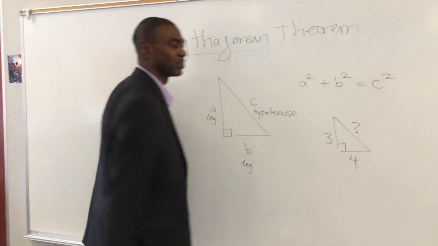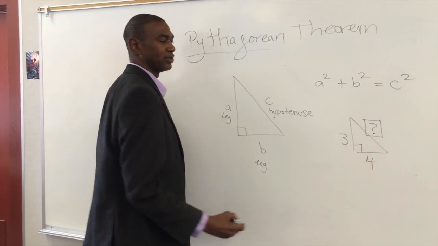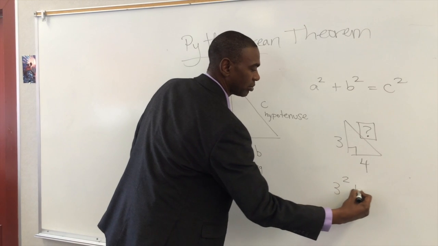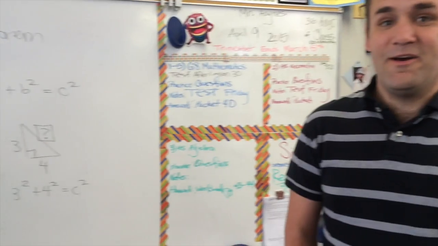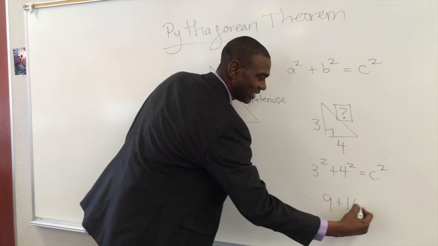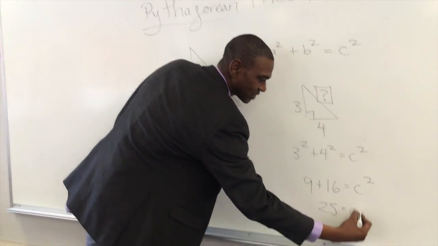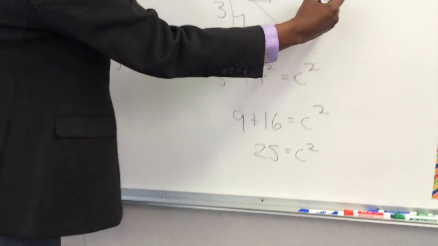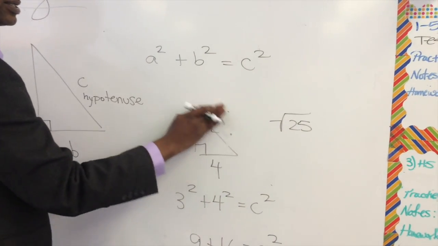So if you were to use the Pythagorean theorem to find out the missing side here, which is the hypotenuse, you would say 3 squared plus 4 squared equals c squared. Also, it relates back to Egypt because they went to the pyramids to figure this out. So 9 plus 16 equals c squared. 25 equals c squared. And to find c, you would find the square root of 25, which means this is 5.